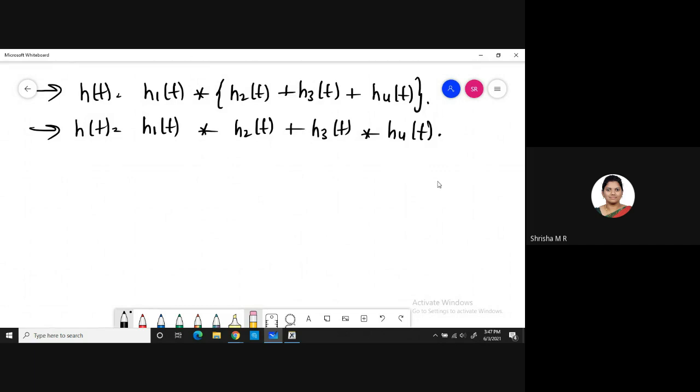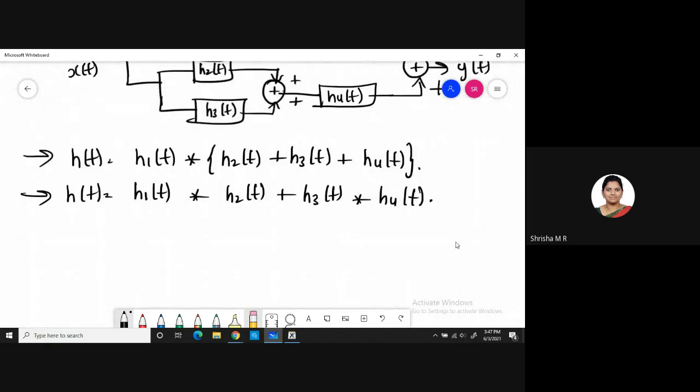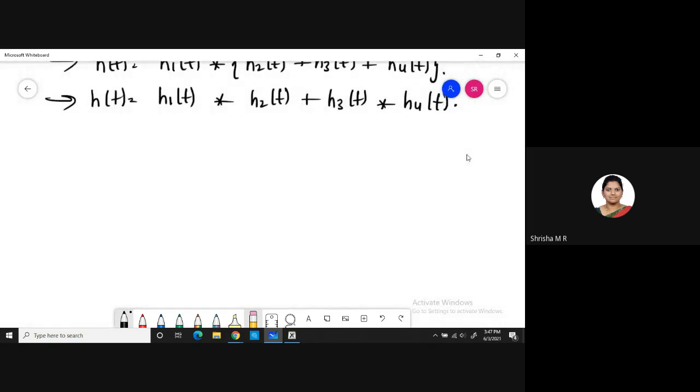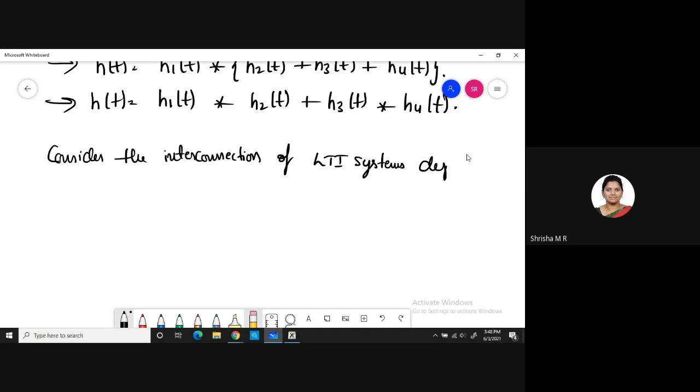Yes, clear, everyone? So this is with respect to continuous time. I'll give you one with respect to discrete time. We'll try to solve that. Consider the interconnection of LTI systems depicted in the figure.